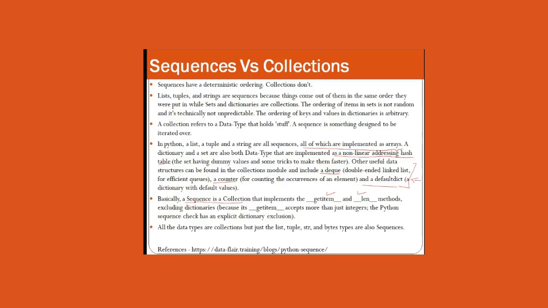So this is all the data types. This is a very important concept: all the data types are collections. Look at this. But list, tuple, str, and bytes types are also sequences. This is an important term. So all of these are collections, but these are sequences also. But if we talk about set and dictionary, they are just collections, they are not sequences. Got it?